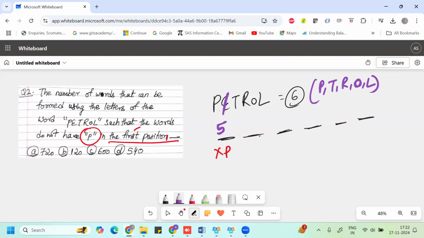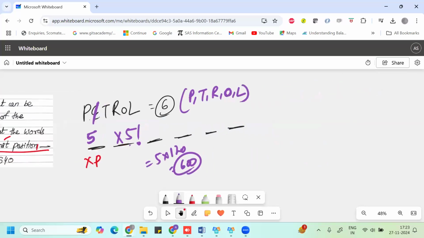Total 5 places are left and total 5 letters are left. So 5 letters in 5 places will come in how many ways? 5 factorial ways. Like 5 persons and 5 chairs, they can sit in how many ways? 5 factorial ways, right? So the answer for this is 5 into 5 factorial, means 600.